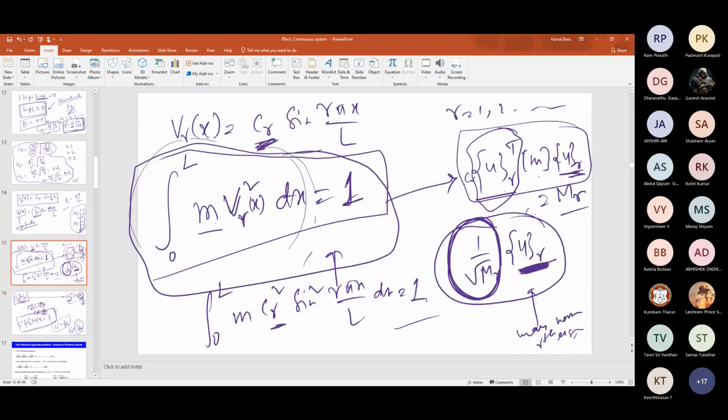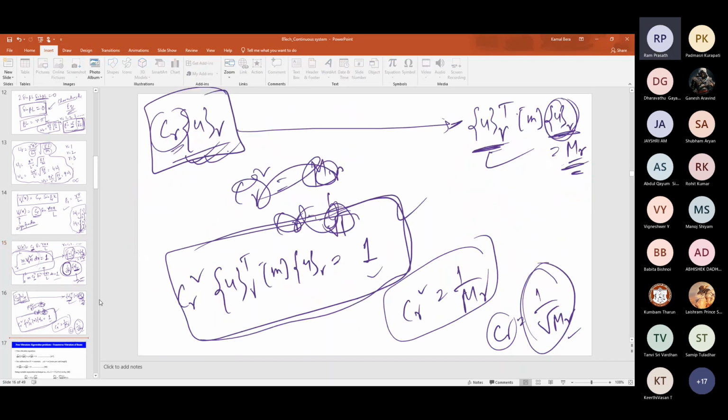Similarly here also, integral of m VR square dx equals 1. The square is coming, right? Instead of the transpose, here it is the integral. So please do the integration and tell me what is CR. Quick. So 1 by under root mL. Root 2 by m, sir.